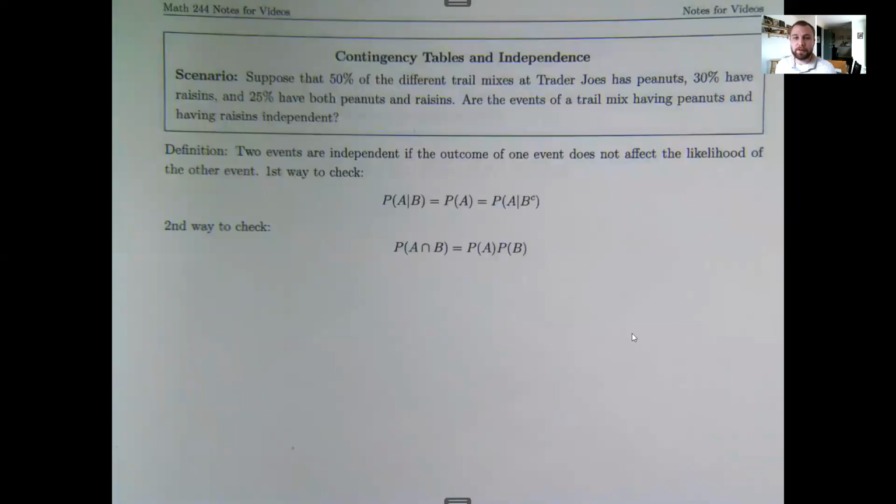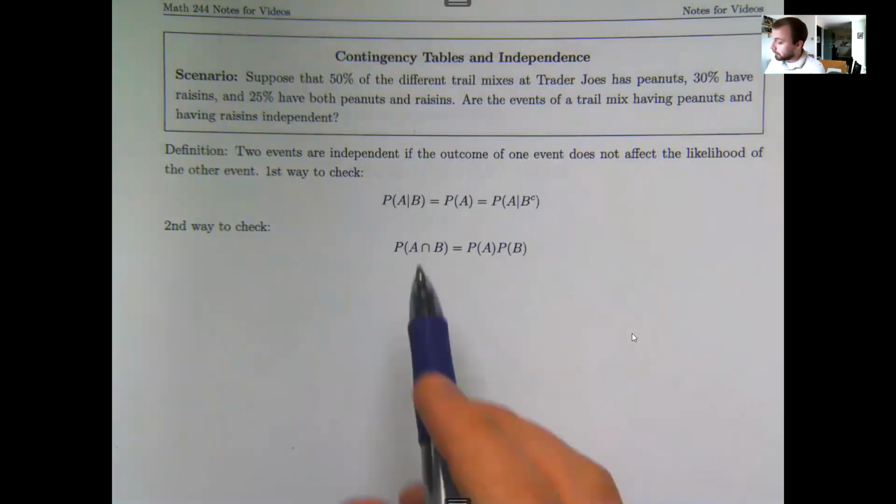Let's investigate how to check for independence. So I'm going to start with the definition. Two events are considered to be independent if the outcome of one event does not affect the outcome of another event. In other words, there's no relationship between the two variables. So let's look at the situation.